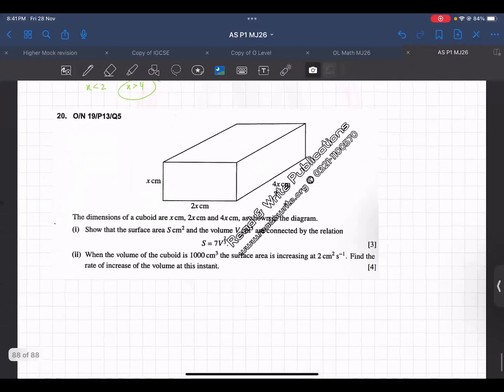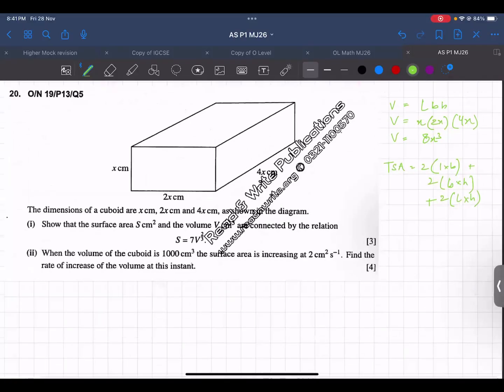The dimensions of the cuboid are given: x, 2x, and 4x. Show that the surface area and the volume are connected by this relationship. So the volume formula is LBH. So x times 2x times 4x, which will become 8x cube. And the total surface area is twice length by breadth plus twice breadth by height plus twice length by height, and then you add them up, right?